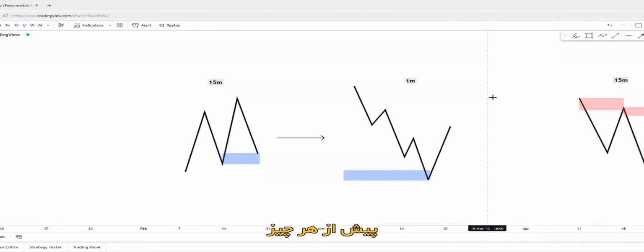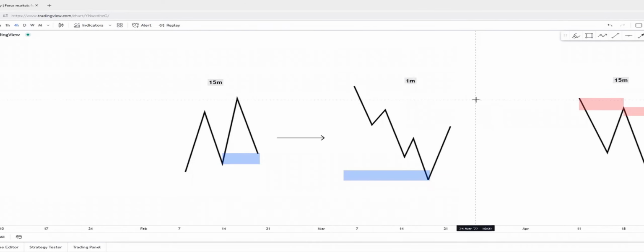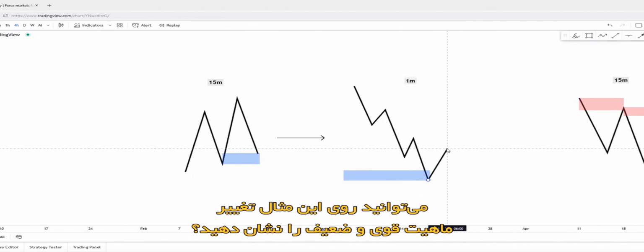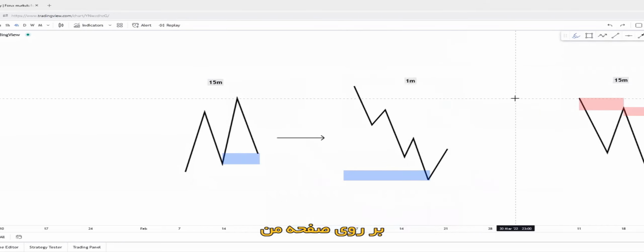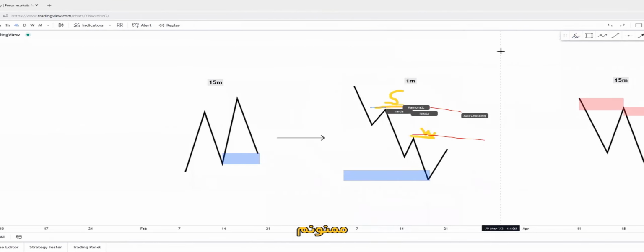Okay, so first of all, what is a strong change of character and what is a weak change of character? Can you just show me what's the strong change of character and what's the weak change of character on this example, please? Just draw on my screen, if I can ask you. Weak, exactly, Ramona. And that's a strong, yeah, thank you.